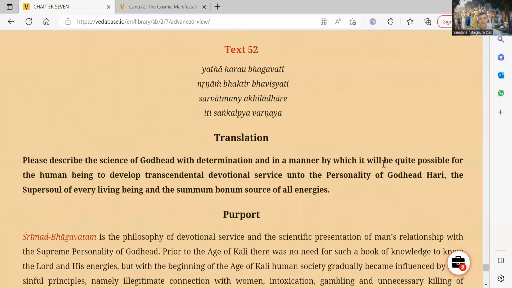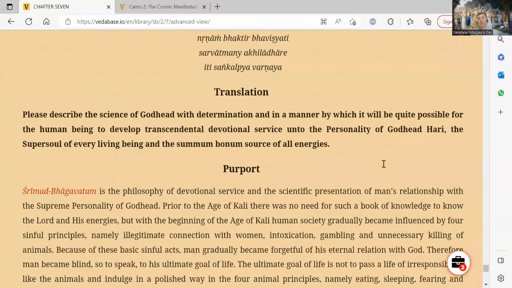What does he say? Please describe the science of Godhead with determination and in a manner by which it will be quite possible for human beings to develop transcendental devotional service unto the Personality of Godhead, Hari, the Supersoul of every living being and the summum bonum source of all energies. What is the duty, oh my dear Narada? Take this knowledge with you, take it back and give it to everyone. Right? The same purpose that we need to carry.